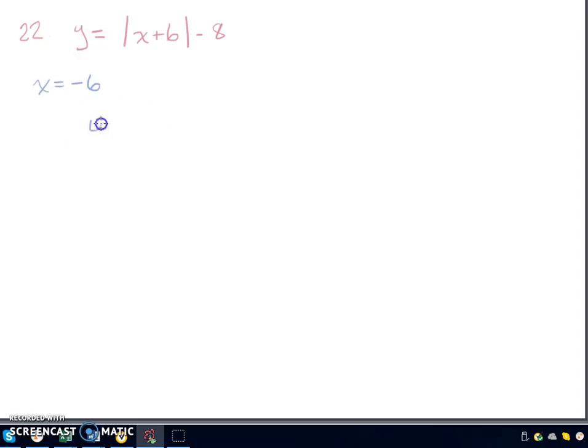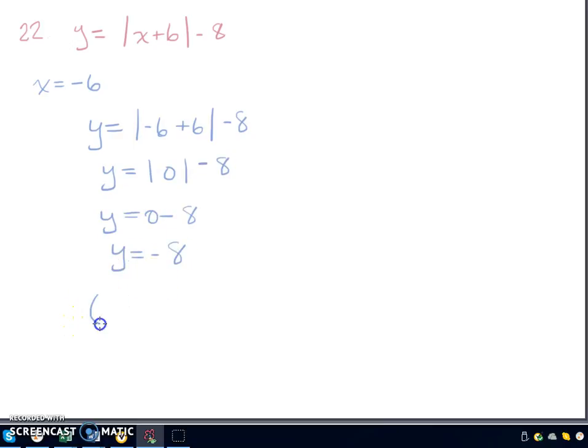So if I were to plug it in, I'm going to say y equals absolute value of negative 6 plus 6 minus 8. y is equal to the absolute value of 0 minus 8. y is equal to 0 minus 8. y is equal to negative 8. Coordinates of my vertex are going to be negative 6, negative 8. It's a positive graph. We know it's going upwards.